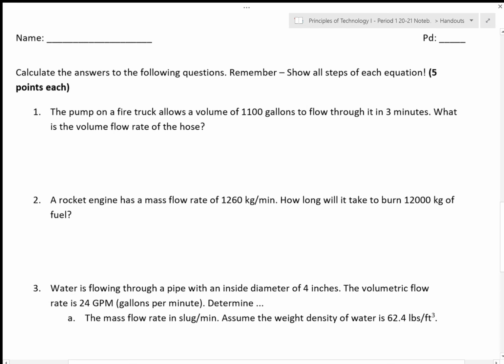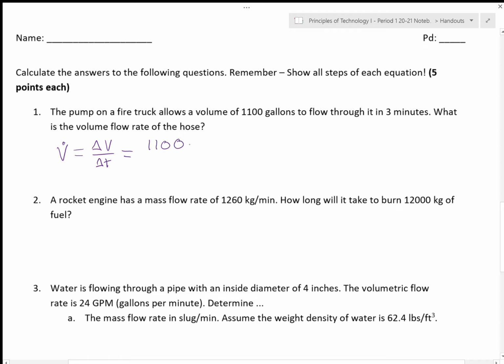On to the problems. Number 1. The pump on a fire truck allows a volume of 1,100 gallons to flow through it in 3 minutes. What is the volume flow rate of the hose? So volume flow rate is defined as change in volume over change in time.